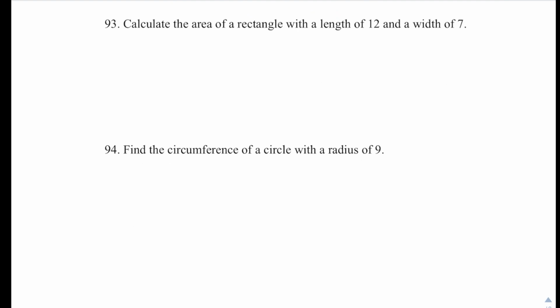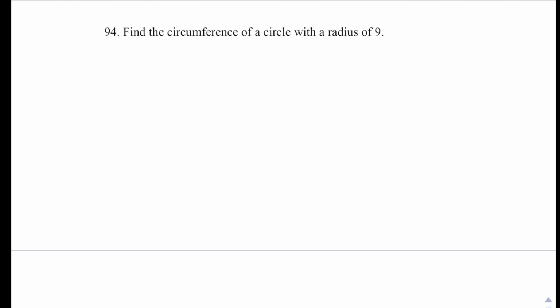Calculate the area of a rectangle with the length of 12 and the width of 7. So area of a rectangle, area equals length times width. So we have 12 times 7, which equals 84. And that's our answer.